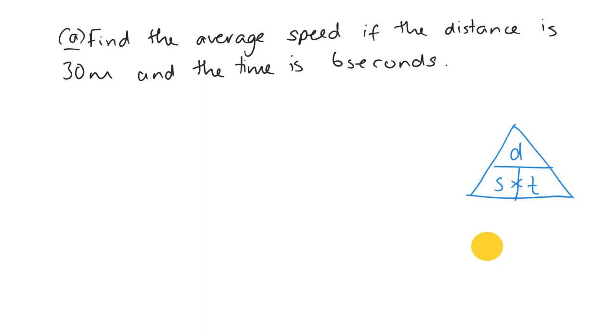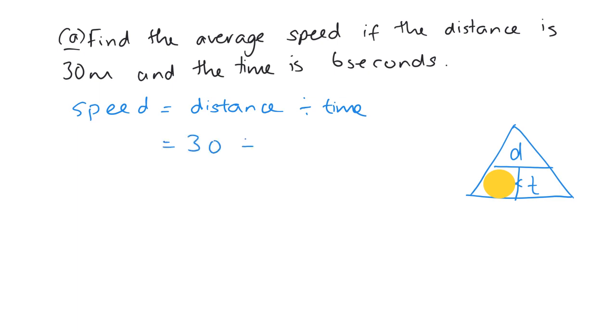Part A, find the average speed if the distance is 30 meters and the time is 6 seconds. So speed is what we're looking for, so cover over your S for speed, and the formula that we have then for speed equals distance over time, or distance divided by time. So our distance is 30 meters, our time is 6 seconds. 30 divided by 6 is 5. And think about the units. We've got meters and seconds. So our units are going to be meters per second.